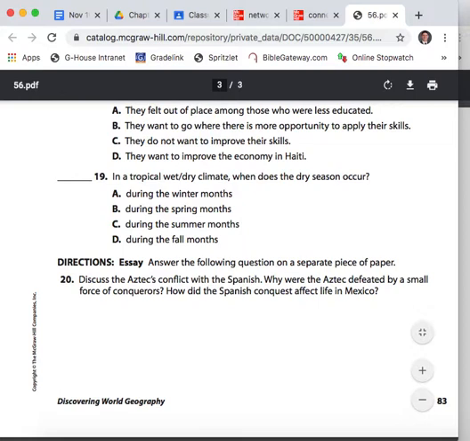The Spanish had guns and armor, and the Aztec only had spears and other basic weapons. Also, the Aztec had little resistance to the disease that the Spanish brought with them. Thousands of Aztec people died as a result of that disease. The Aztec had few allies among other native peoples, and they resented being under Aztec rule.